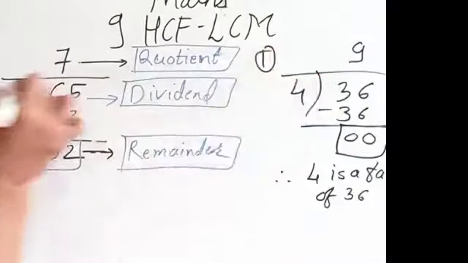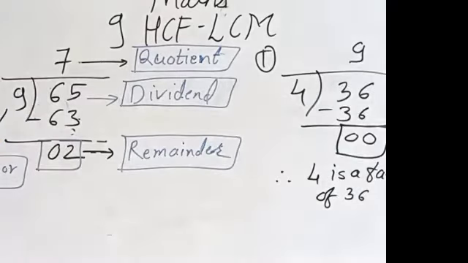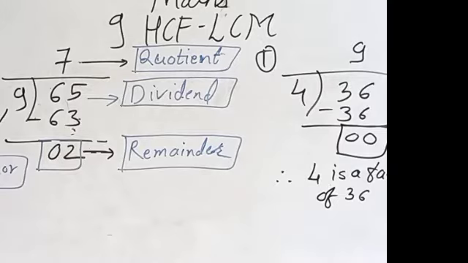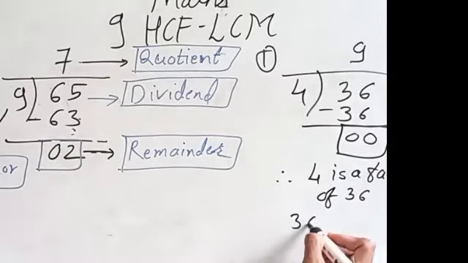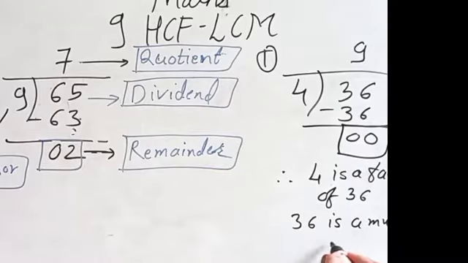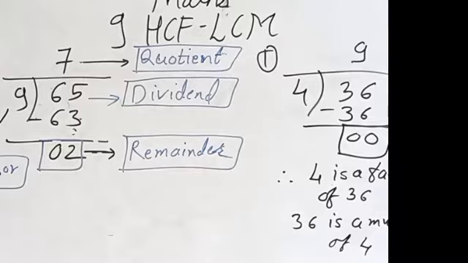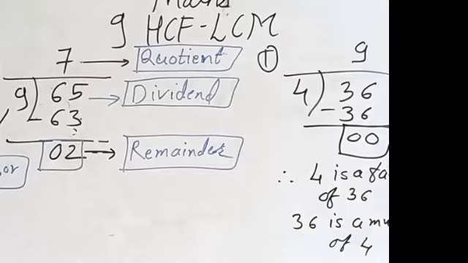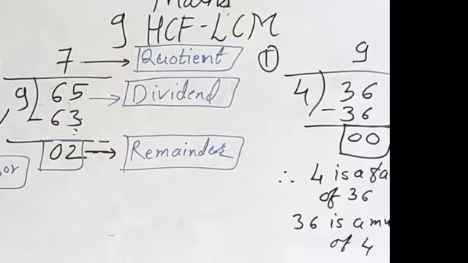This is our first division, and this is the second. Or in other way, I can say that 36 is a multiple of 4. We say 4 is a factor of 36, which means in the table of 4, 36 comes. Or the factor of 36 is 4. Or 36 is a multiple of 4, means in the table of 4, 36 is there.